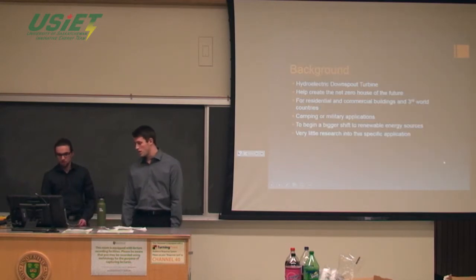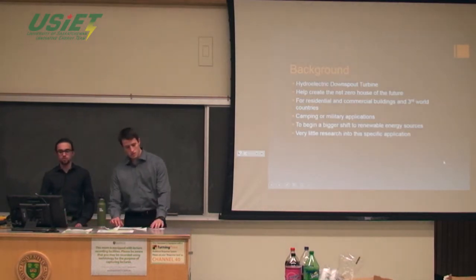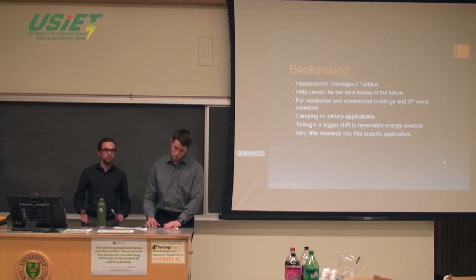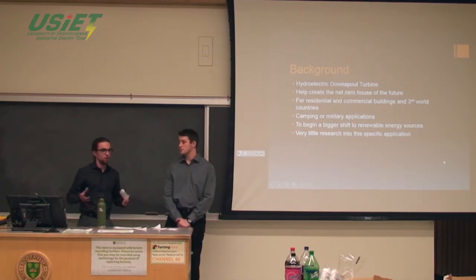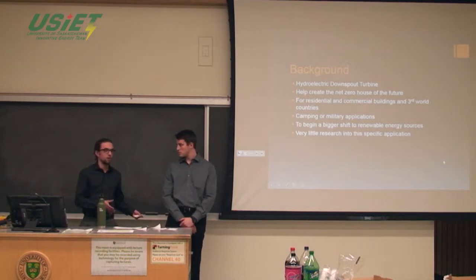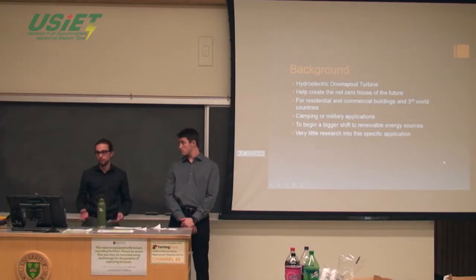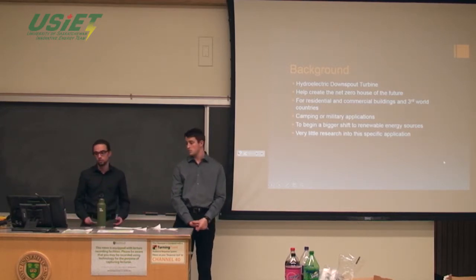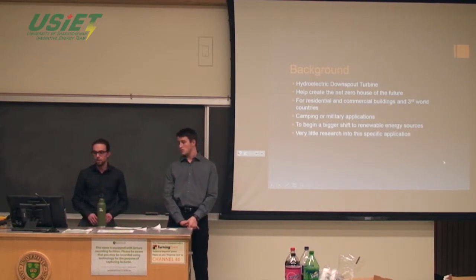All right. So for the background information, as Matt had said, it's a hydroelectric downspout. So basically we're taking the concept of a dam, how they produce electricity that way, but we're applying it to houses or downspouts on any type of infrastructure like that, by taking the potential energy that rainwater has and producing actual electricity with that.